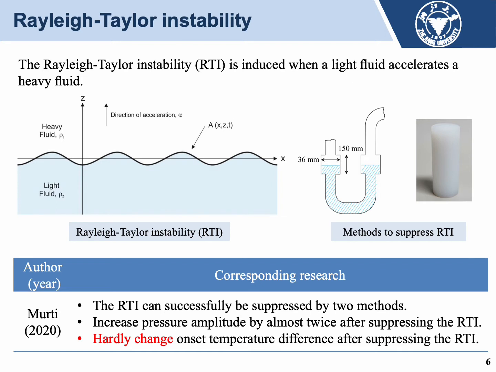MITAB employed 2 methods to suppress the instability in a gas-liquid traveling wave thermoacoustic engine. The first method is the enlargement of tube cross-sectional area, and the other one is the installation of a submerged float. Their experimental result shows that this method can successfully suppress the instability and increase the pressure amplitude by almost twice. Besides, they found that the onset temperature difference hardly changed after suppressing the Rayleigh-Taylor instability.